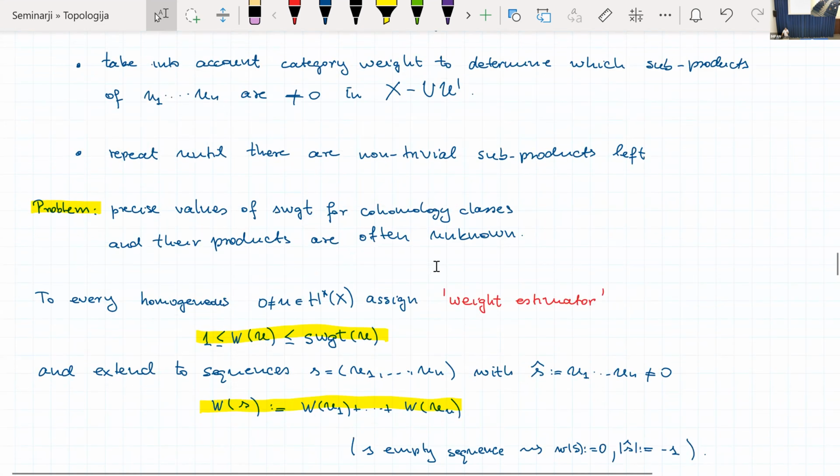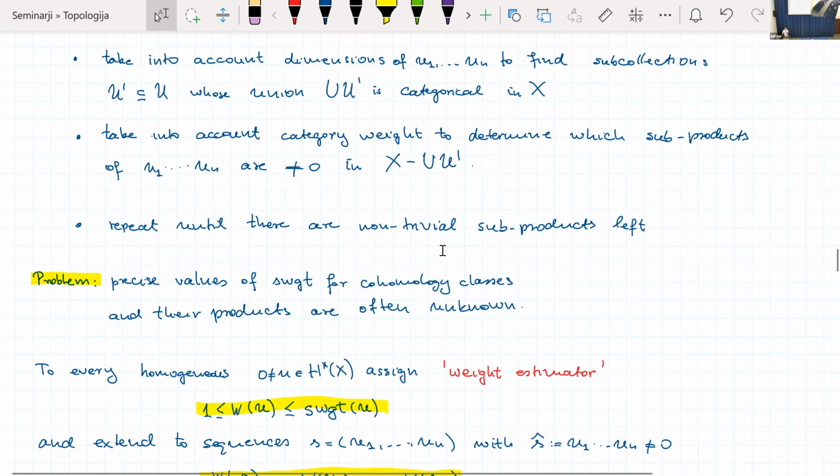Oh yes, and then there is another problem. You would like to say, well, in our formula, let's put strict category weights everywhere. But the problem is, as I said, you don't know which is the category weight. You know that the category weight is at least something. It's at least 1 for all elements. It's at least 2 for some elements. And then by taking pullbacks and by taking products, the weight can increase. And you have absolutely no control over that.